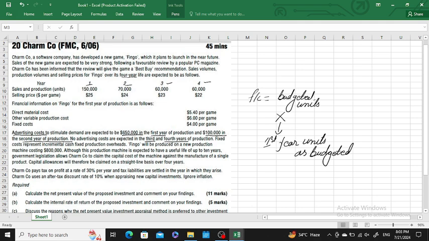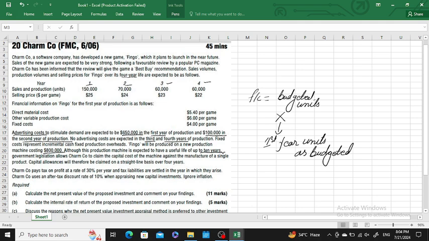Fingo will require a new production machine costing 8 lakh. Although this machine is expected to have a useful life of 10 years, sir, we are assessing the project on the basis of 4 years, so we will consider the useful life of the machine as 4 years.